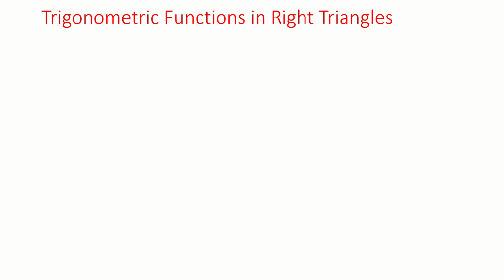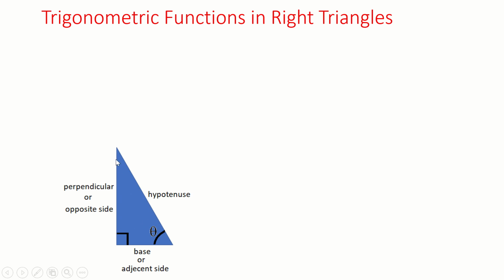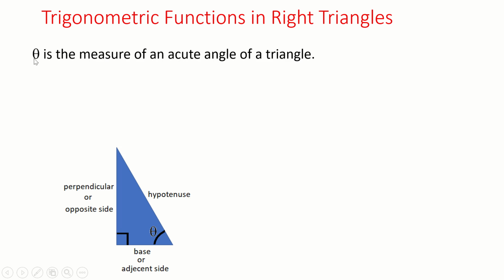Hello students, today we are going to learn about trigonometric functions in a right triangle, that is, a right angled triangle. Let's see what are the things we have in a right triangle with respect to trigonometry. First, this is called theta. Theta is the measure of an acute angle of a triangle. So we have two acute angles in a right triangle, 1 and 2. We'll only consider this acute angle for this part of the lesson.